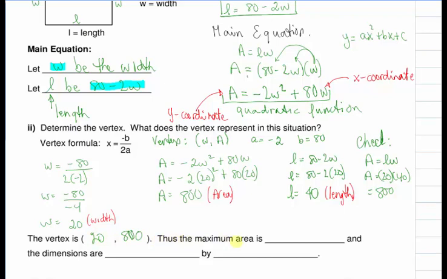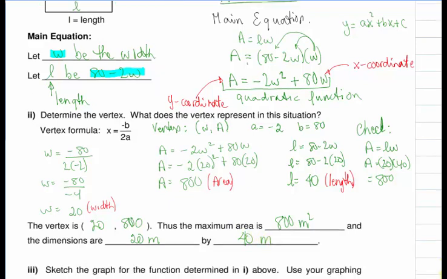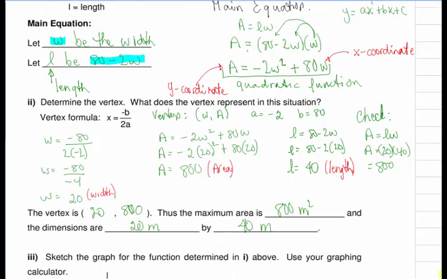And so the maximum area is 800 meters squared, and the dimensions are 20 meters for the width and 40 meters for the length. Okay, and the second part of the question was, what does the vertex represent in this situation? So what our vertex tells us is that when the width is 20 meters, the maximum area is 800 meters squared.